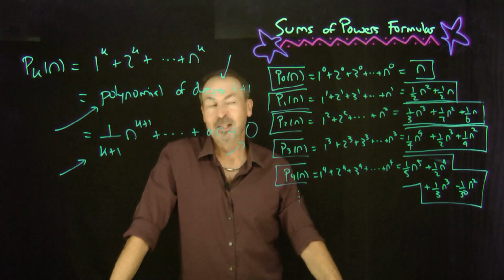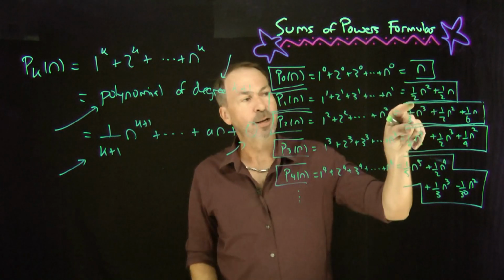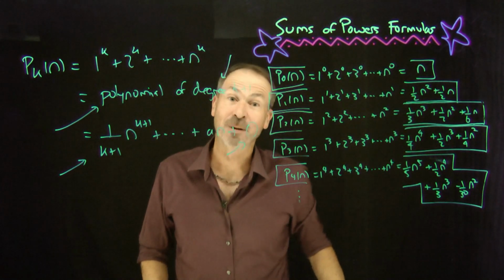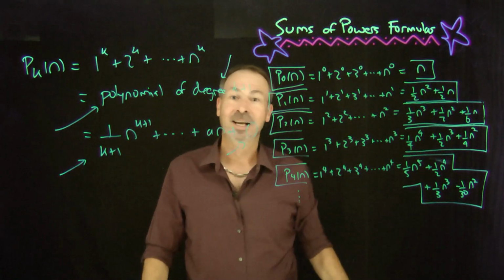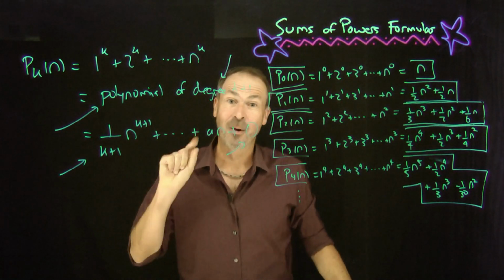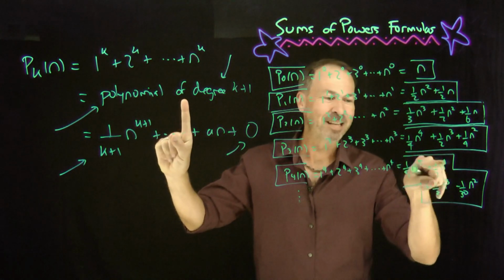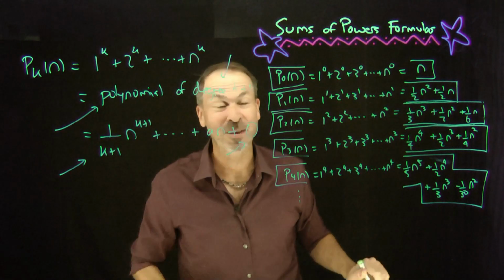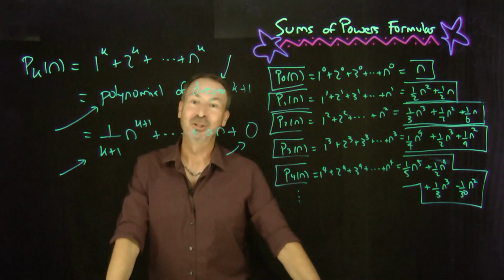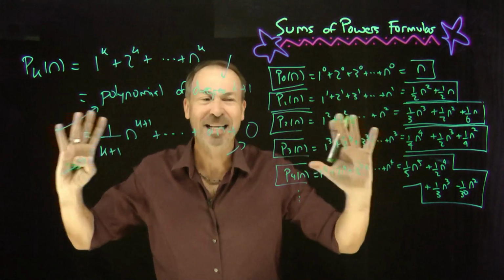For example, look at the coefficients we get. We get 1 n. So the first formula has just a 1. This one is 1/2 and 1/2. Oh, 1/2 plus 1/2 equals 1. This is 1/3, 1/2, and 1/6. 1/3 plus 1/2 plus 1/6 equals 1. 1/4 plus 1/2 plus 1/4 equals 1. 1/5 plus 1/2 plus 1/3, take away 1/30th, check it out, adds up to 1. Looks like all the coefficients add to 1. Whoa. Well, actually, I can explain that one.